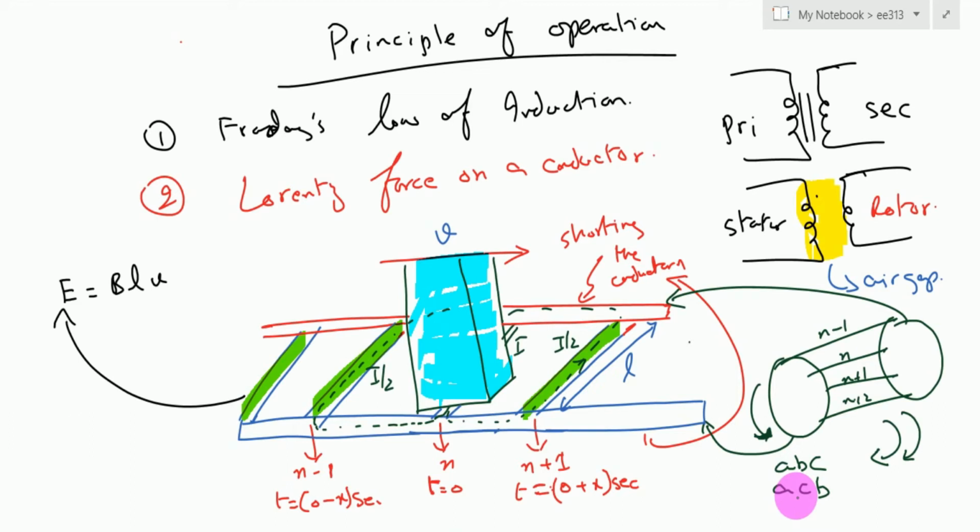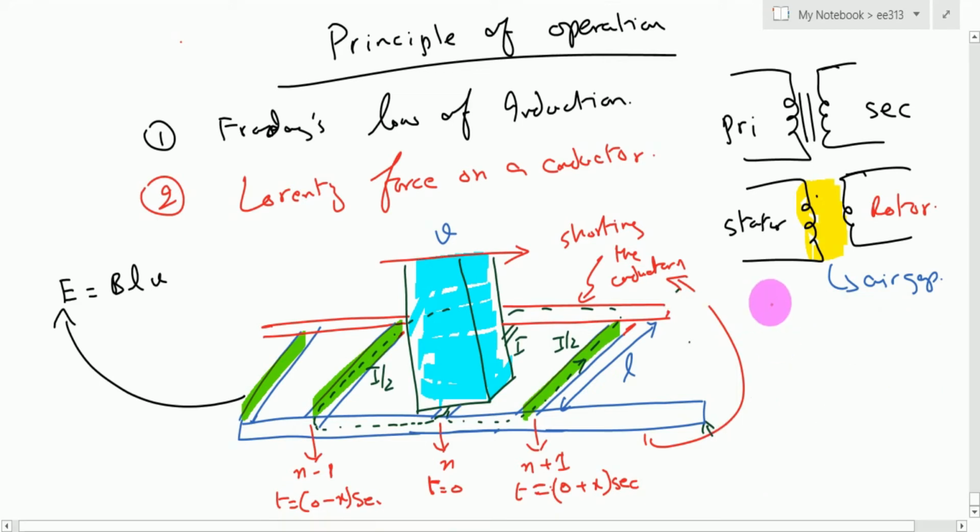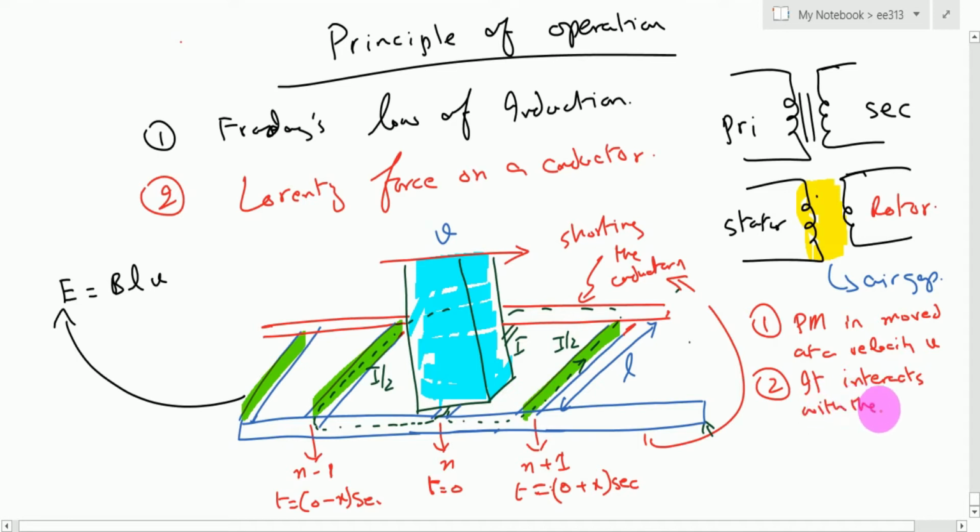So now you see that what we have shown here is that we have converted this simple rail into a cage, a squirrel cage, which acts like the moving part of the induction machine. So now we have the sequence here. Number one, the permanent magnet is moved at a velocity v. Number two, it interacts with the conductors forming a ladder, which is this one.